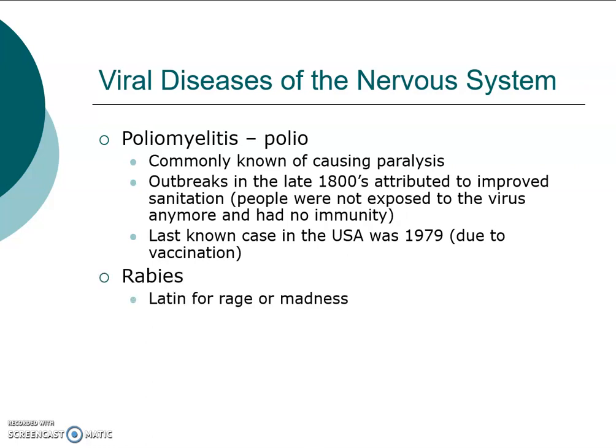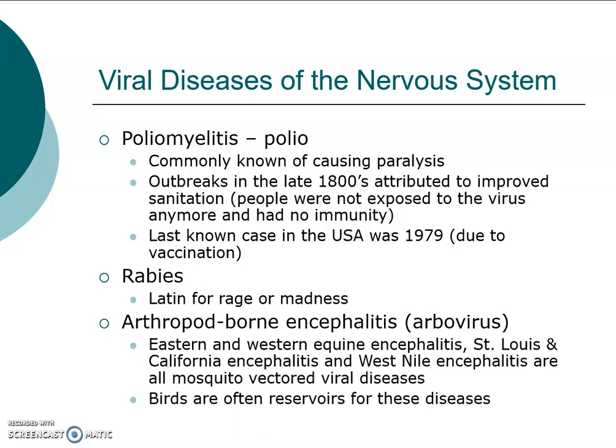Another viral disease of the nervous system is rabies. The word rabies is Latin for rage, so that kind of tells you a little bit about the disease, and we'll have more about it in the next couple slides. I just kind of lumped all of these together.